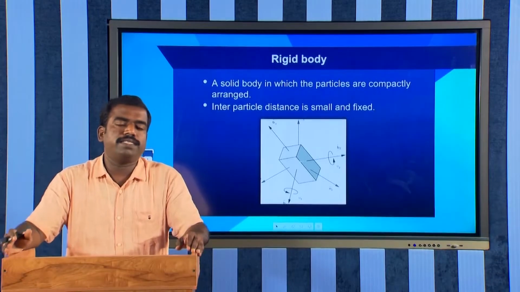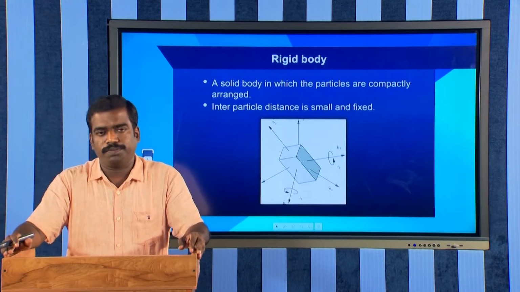So rigid bodies in motion won't bend or oscillate or vibrate. They keep their configuration or shape intact during the motion. So this is very important. The particle distance remains fixed when a rigid body undergoes a motion, whether it is translatory or rotatory motion.